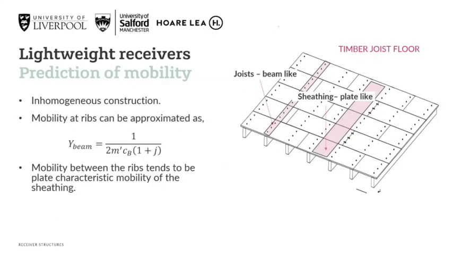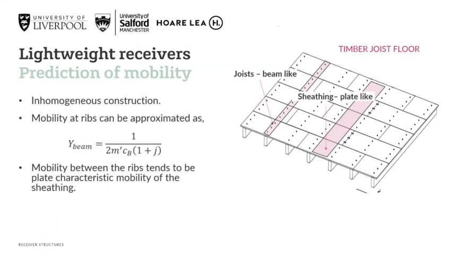Likewise, now we have lightweight receivers as well. These are not the same construction as a concrete slab, which is a homogeneous construction. Generally, in a lightweight receiver, you will have, let's say, a timber joist floor. You will have some bays, which is the area between the ribs or the joists. So in this case, you have two different constructions in essence, or two different shapes, which is the bays and the ribs.